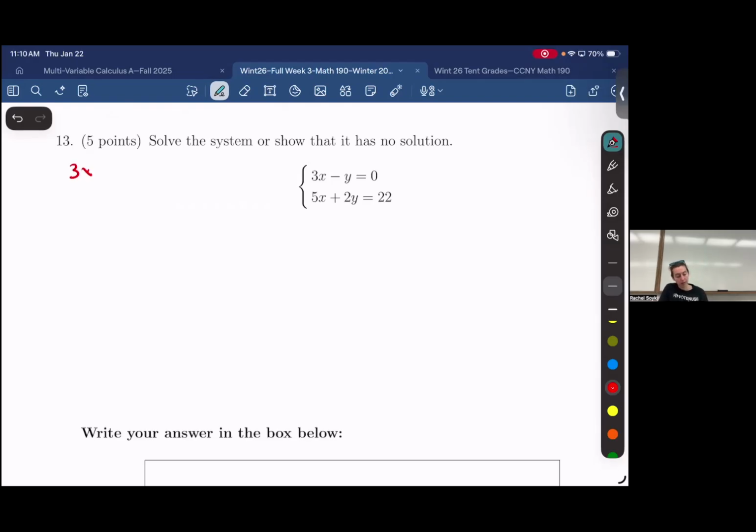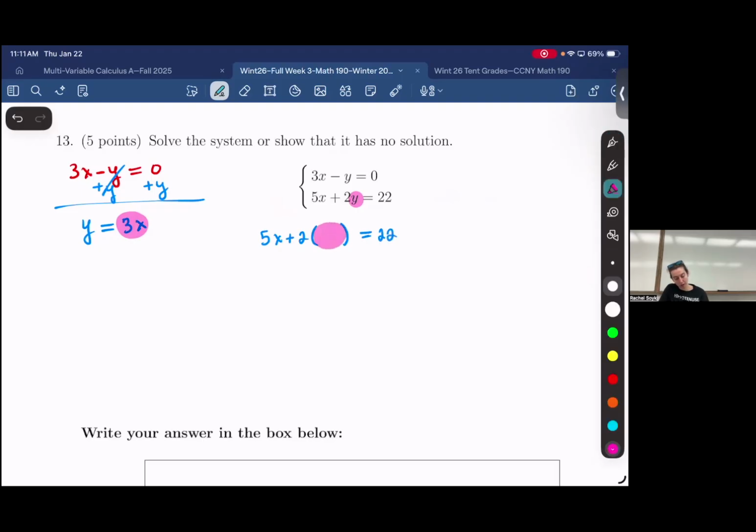So I see that the first equation, I can easily get y all alone by just adding y to both sides. So we get y is just equal to 3x. And that helps me out because now wherever I see a y in the second equation, I can just replace it with 3x. So we have 5x plus 2 in parentheses is equal to 22. And inside those parentheses, I'm replacing it with 3x. Now our equation is all in terms of x, so we can just simplify and solve for our x value.